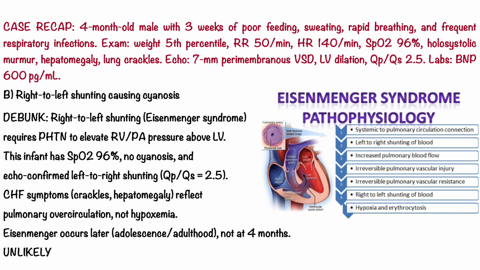And Eisenmenger syndrome occurs later in adolescence or adulthood, but our patient is a 4 month old infant, right? So Eisenmenger syndrome occurs when there is a systemic to pulmonary circulation connection. There is left to right shunting of the blood at first, right? So blood from the left ventricle will go to the right ventricle, right? And that right ventricle has volume overload, and it has to pump the blood to the lungs, right?